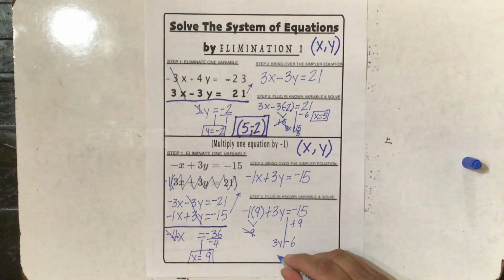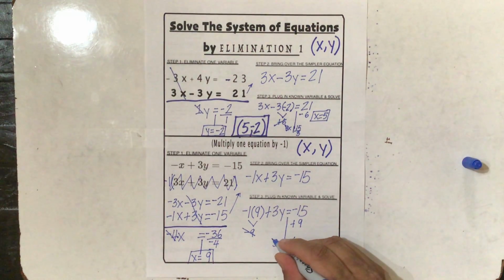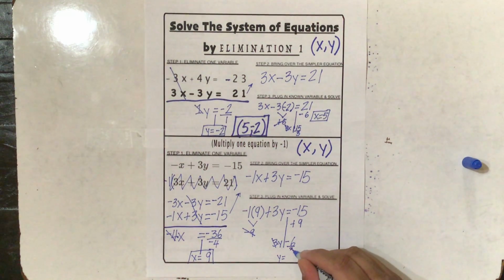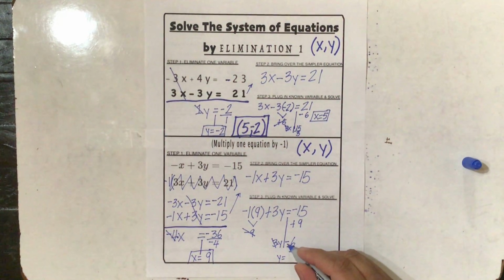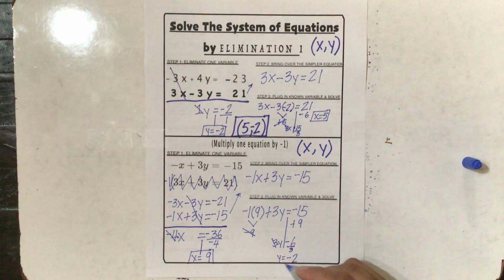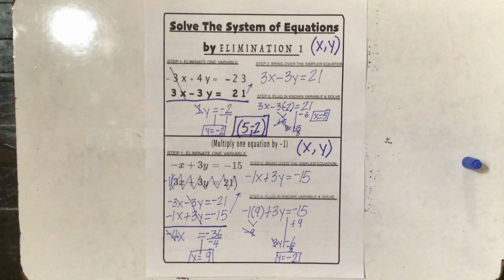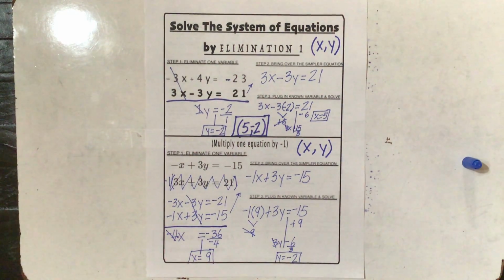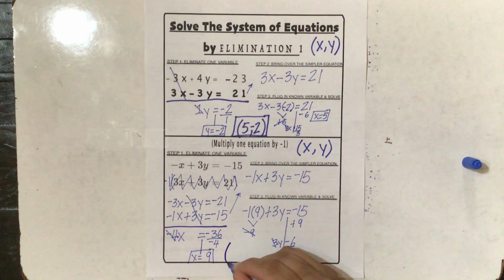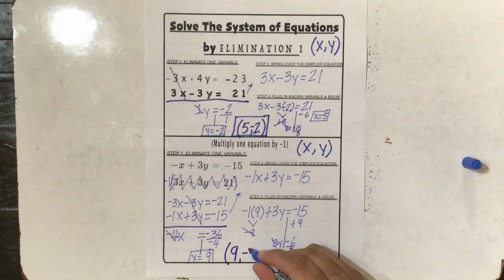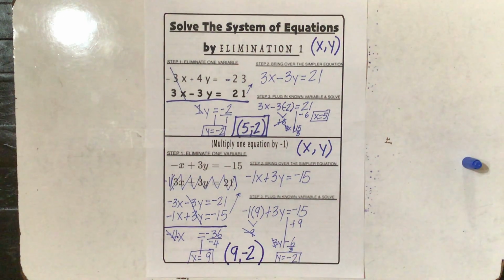So to get y by itself here, I'm going to cross out 3, and since I'm multiplying by 3, the inverse or the opposite is dividing by 3. A negative divided by a positive is a negative. 6 divided by 3 is 2. So look at that. Now I have my y. X, y, x, y. So my answer is x is 9, y is negative 2. And there you go.